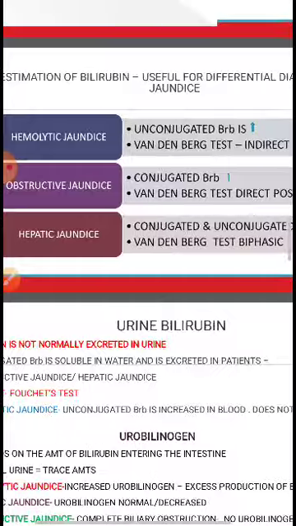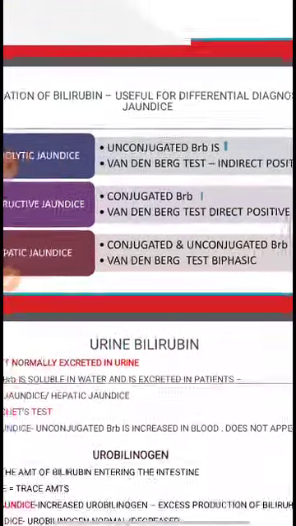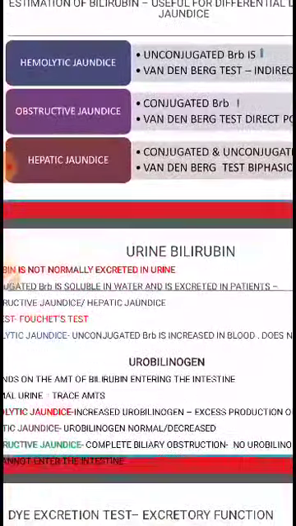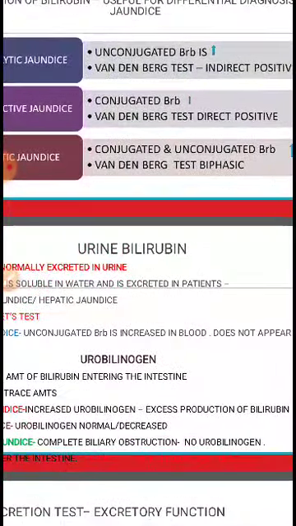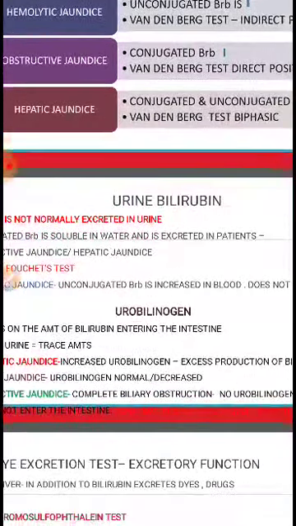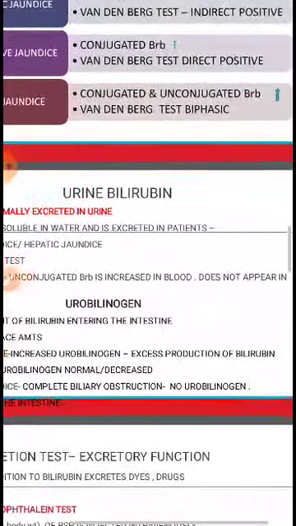Now, in the case of hemolytic jaundice, we see that unconjugated bilirubin is increased and the Van den Bergh test becomes indirect positive. In case of obstructive jaundice, the conjugated bilirubin is increased and the Van den Bergh test becomes direct positive. And in case of hepatic jaundice, both conjugated and unconjugated bilirubin are increased, and this is known as Van den Bergh test biphasic.